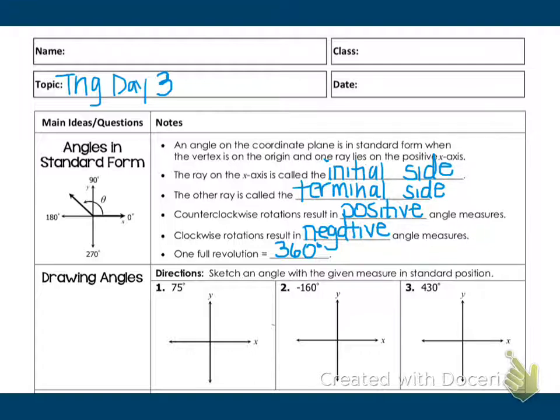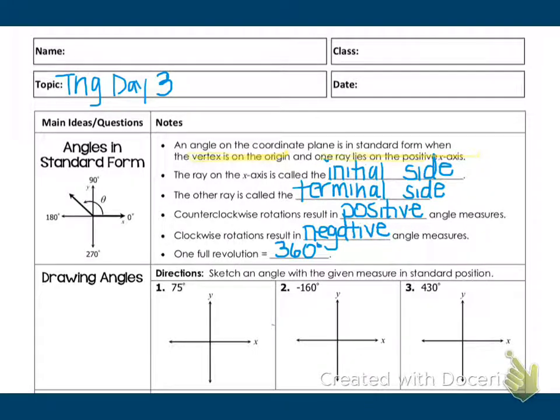So our first topic of focus is going to be on angles in standard form. What does that mean? We know that angles are formed when you have two rays that intersect at a point called the vertex. But angles in standard form are angles that are formed in a certain position in the coordinate plane. An angle in the coordinate plane is in standard form when the vertex is on the origin, in other words, at point (0, 0), and one ray lies on the positive x-axis.